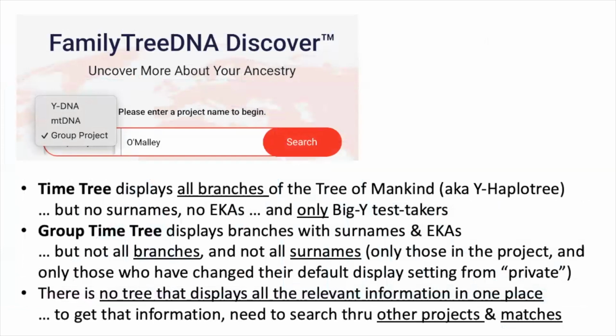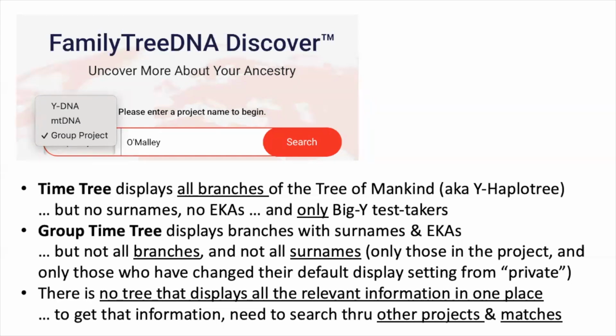So the time tree displays all branches of the tree of mankind, no surnames, earliest known ancestors, and only big Y test takers. The group time tree displays the branches with surnames and earliest known ancestors, which is what we want. We want to see those surnames, we want to see those ancestors, but it only does it for the branches of the people in that particular project on Family Tree DNA, and not all the surnames. So only those people in the project and those who have changed their default setting from private to public.